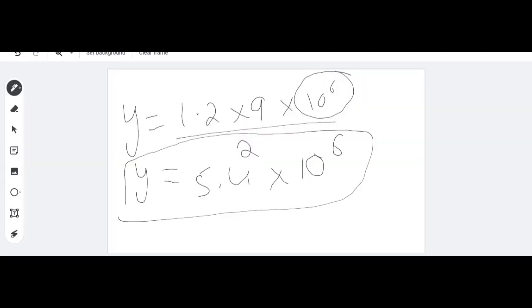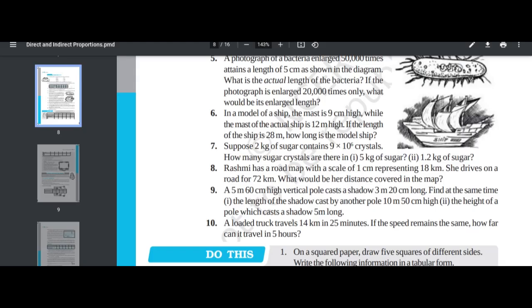Now Rashmi has a road map with a scale of 1 centimeter representing 18 kilometers. Now for 1 centimeter, it is 18 kilometers. She drives on a road for 72 kilometers. What would be her distance covered in the map? This is the same question.